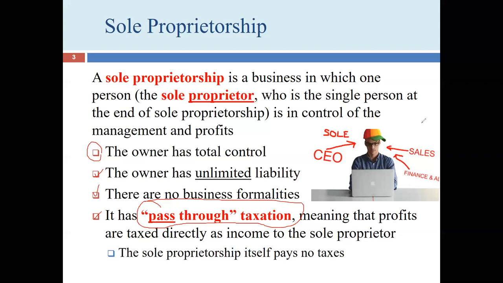Now, it is true if you're a sole proprietor, you can employ people to do those tasks. So it's not absolutely certain that you have to do them all, but during the early stages, most likely you will be doing most of them. And so that can be both a bane and not such a good thing.